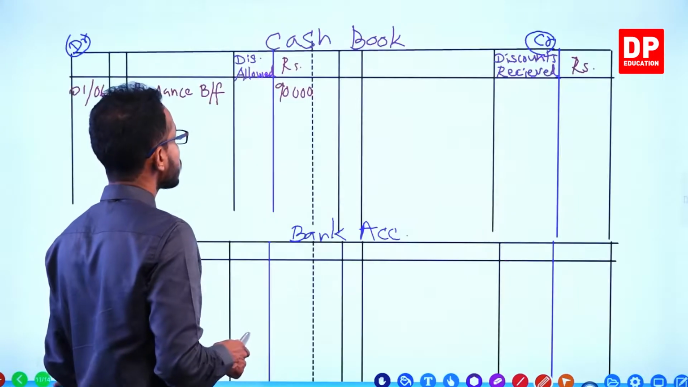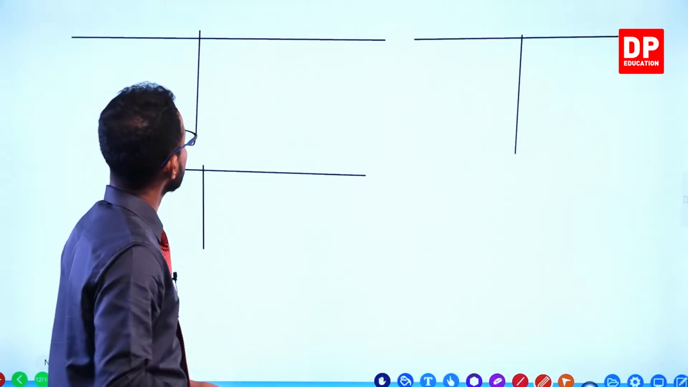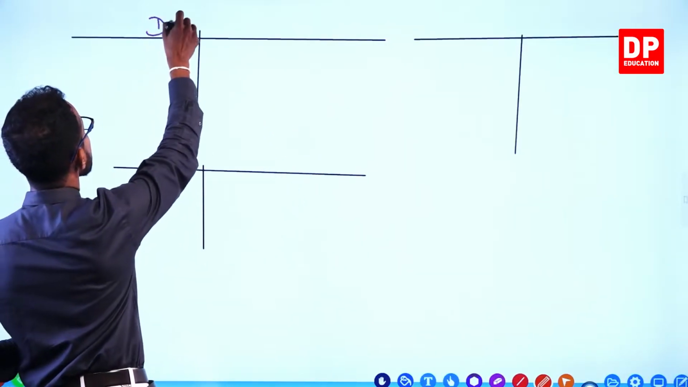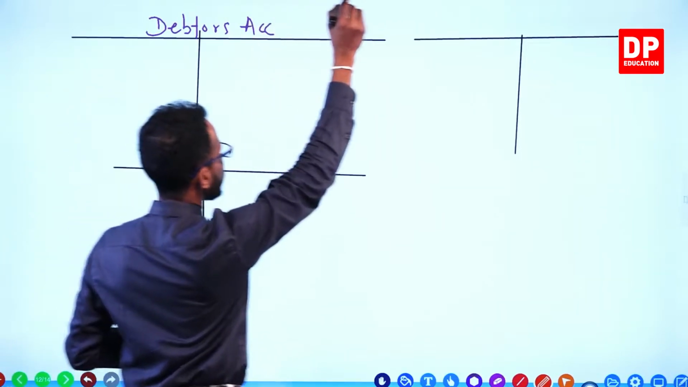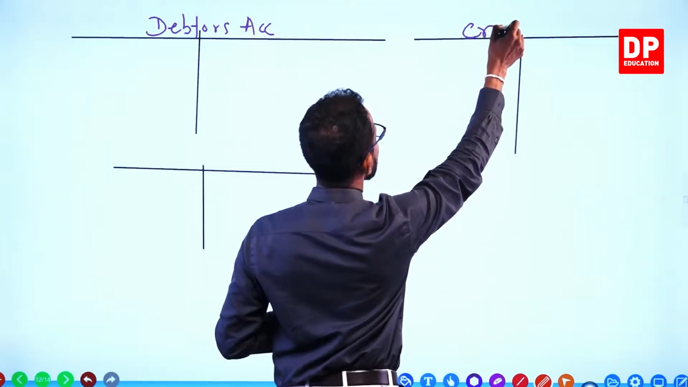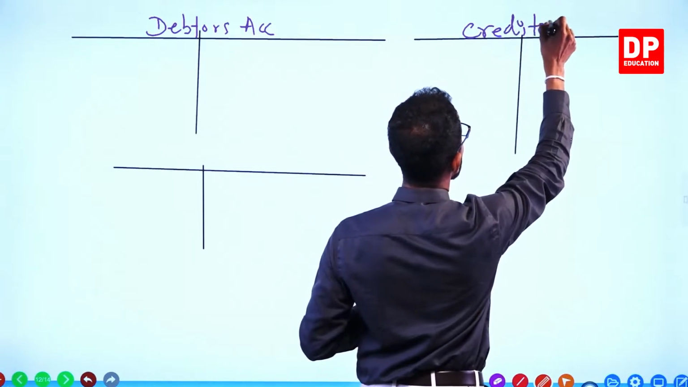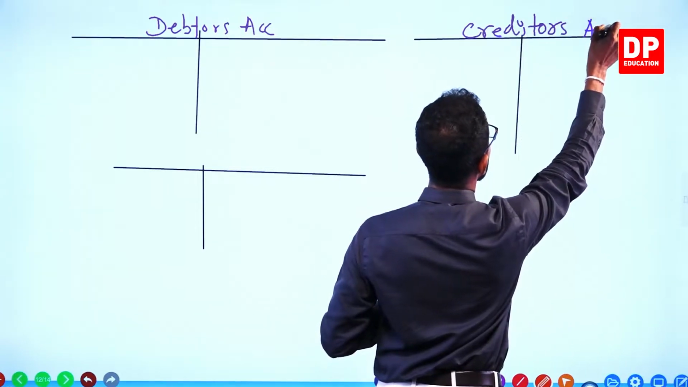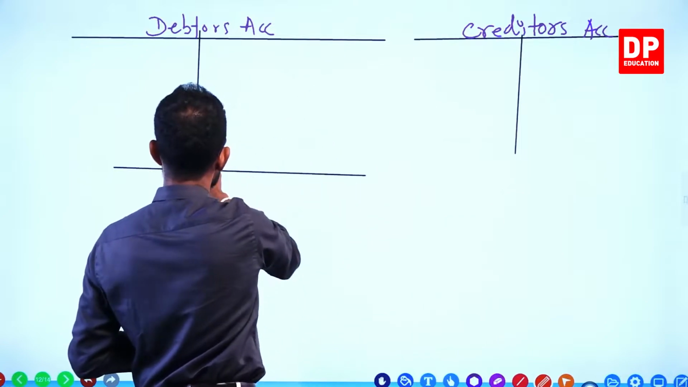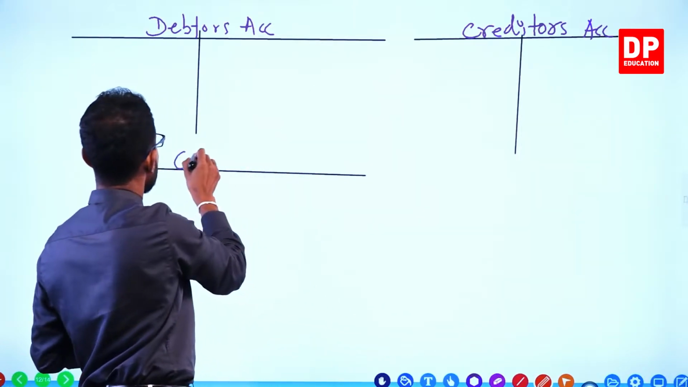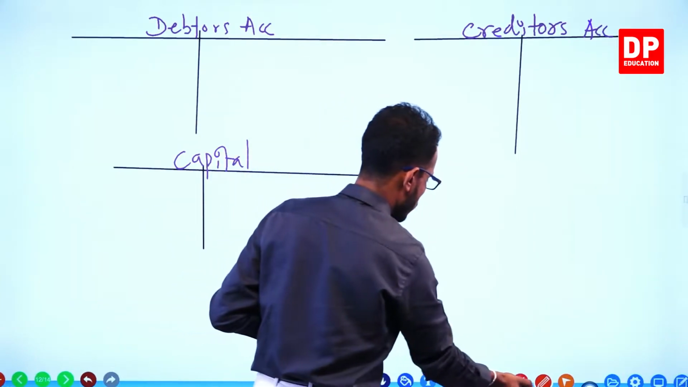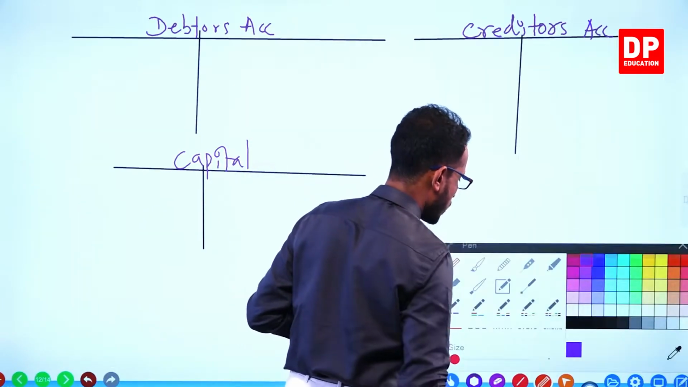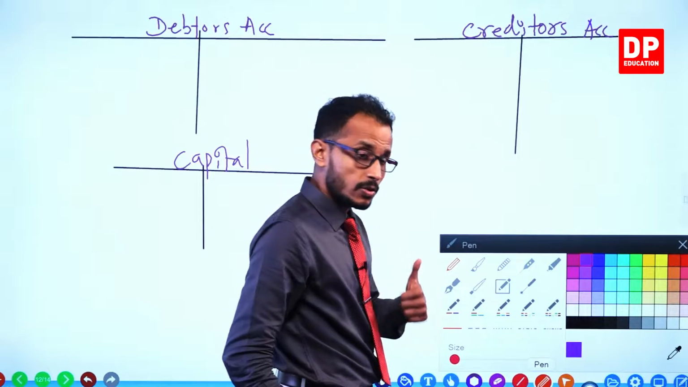Let's go to the debtors and creditors accounts. Debtors. Creditors. Capital. Debit, credit, debit, credit, debit, credit. Every account must have debit and credit. Okay.